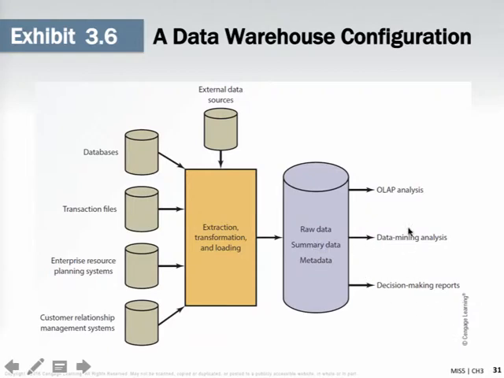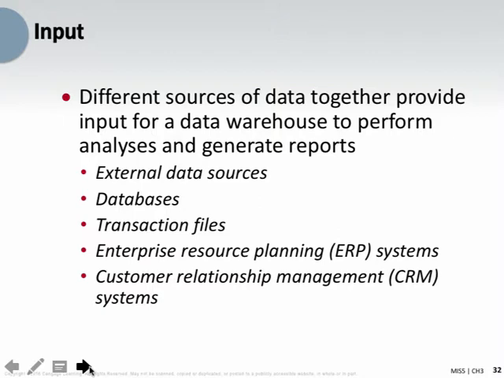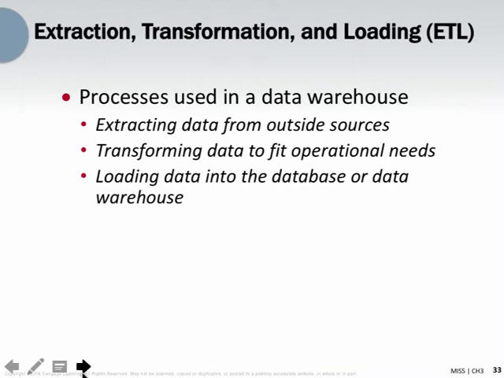All right. And we have some terms here: OLAP, data mining, decision making. We'll look at those. Okay. So what are the inputs into this data warehouse? Well, we talked about it. External data sources, database, transaction files, planning systems. All that stuff is really important. And then we begin to process that stuff. We extract the data from these sources and we transform it into a fashion that makes it where we can use it for the reports or the systems we want.